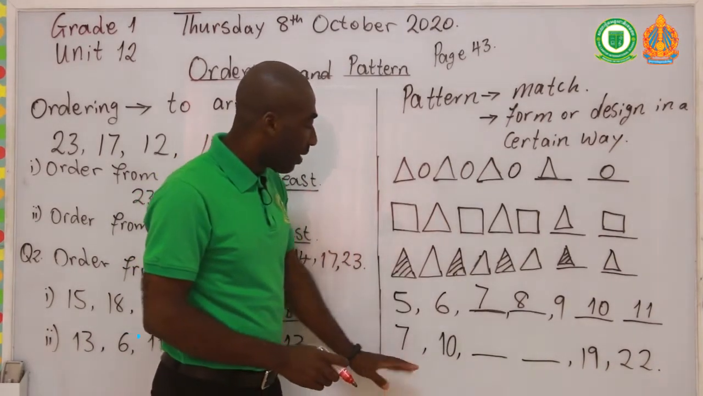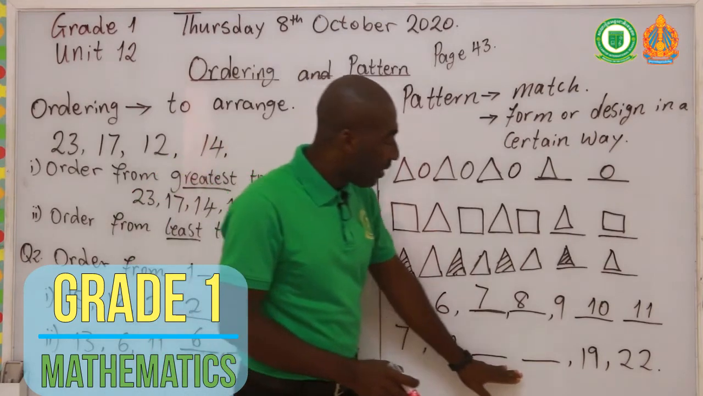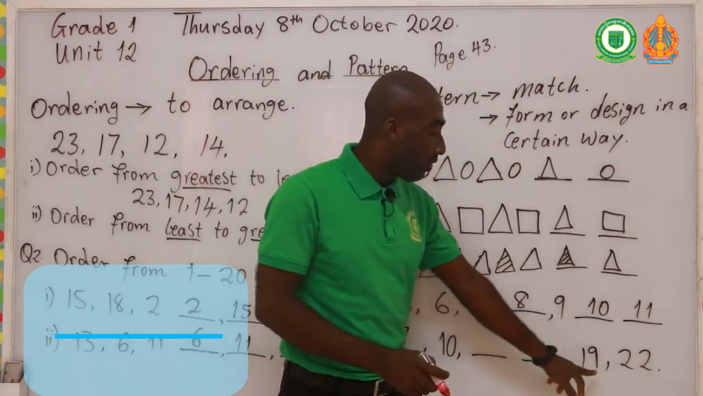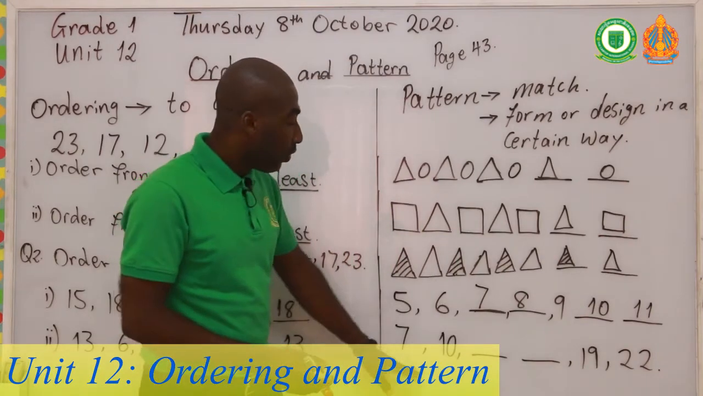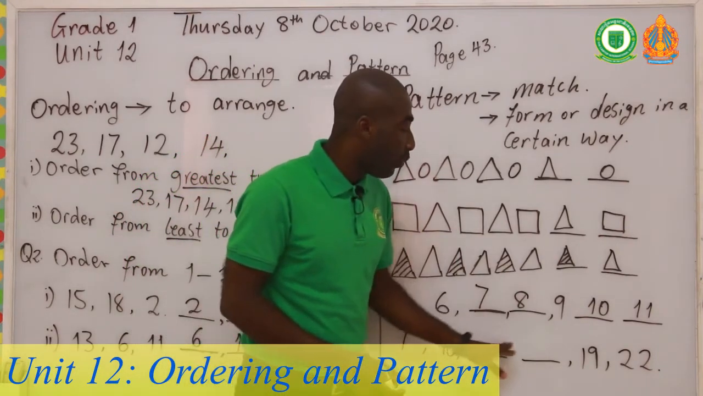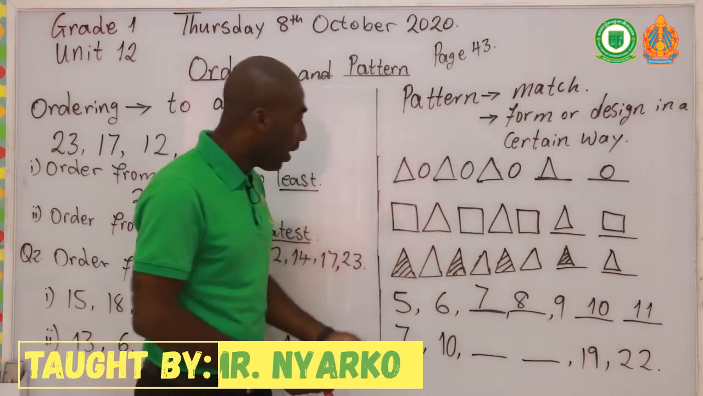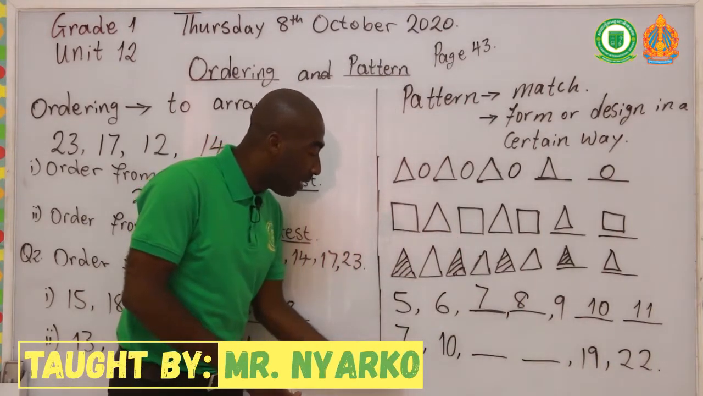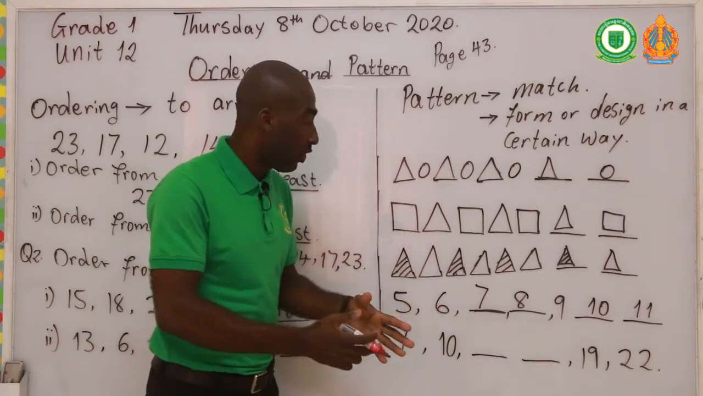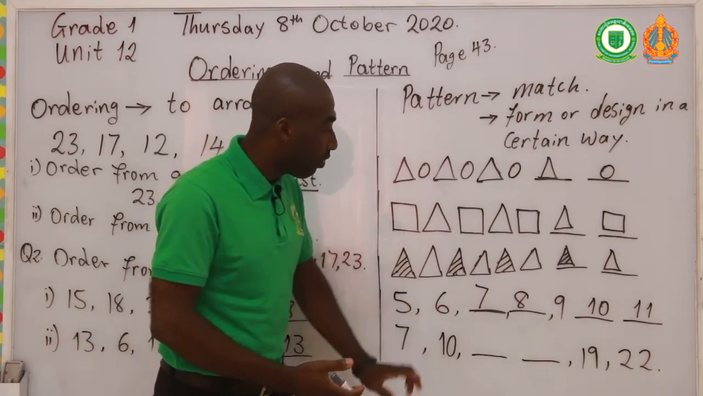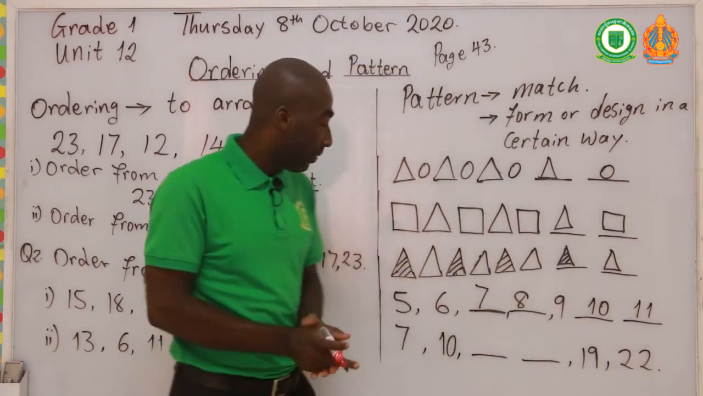The last one, we have 7 and 10, and then we have space here, and then we have space here. We have 19 and that of 22. So what numbers can we put here so that we'll have a correct pattern? First, you need to check the difference between the 2 numbers that are close to each other. Okay, so we have 7 and 10 close. We have 19 and 22, that is also very close.